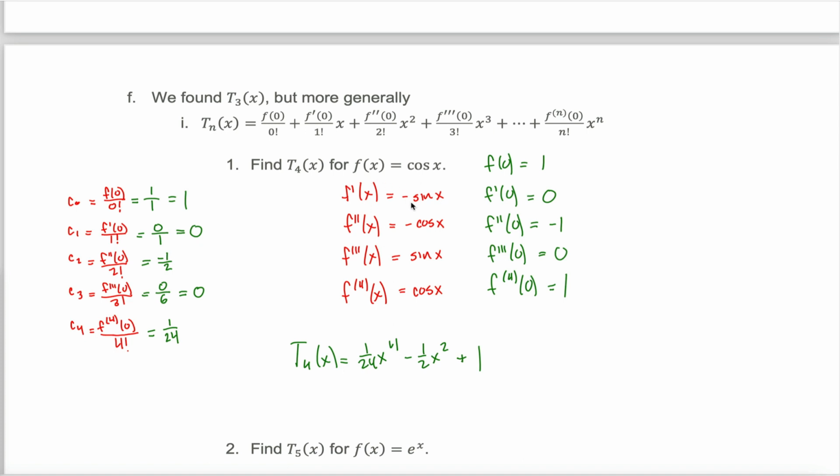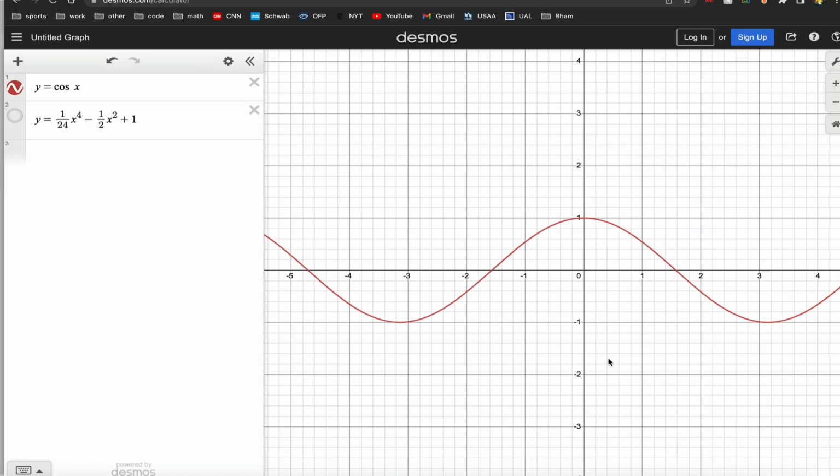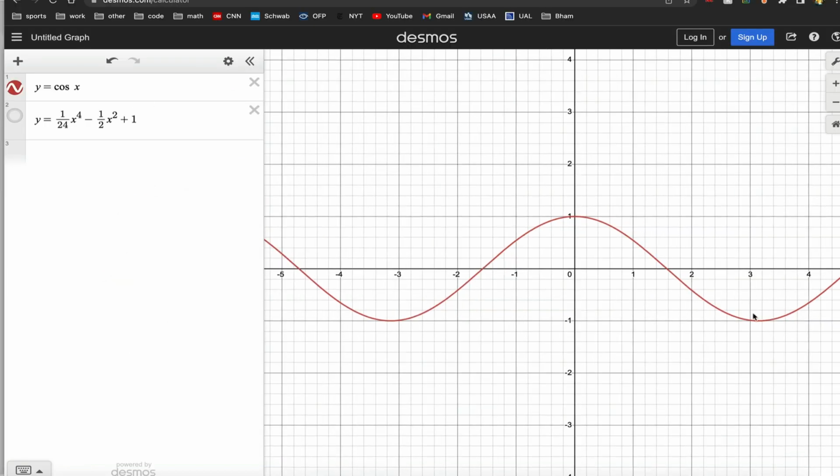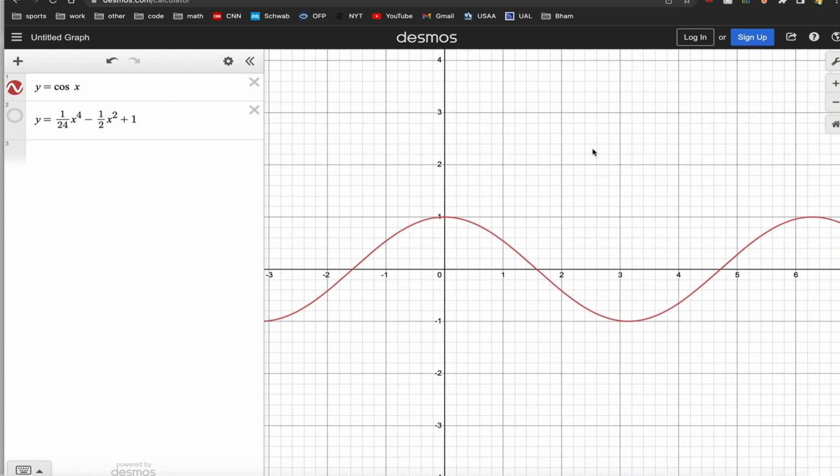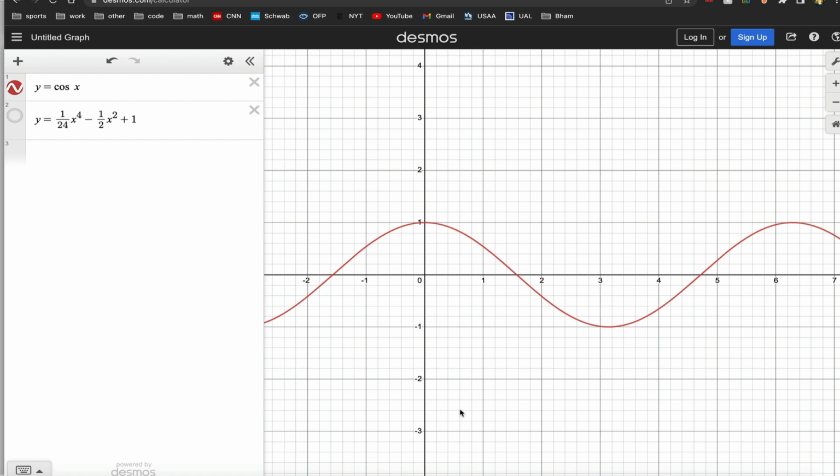And if we take a look at the graph of y equals cosine of x and y equals 1/24 x to the fourth minus 1/2 x squared plus 1, we'll see the expected result. Here's the graph of y equals cosine of x, this wave that oscillates between -1 and +1, and that does one full revolution in a distance of 2 pi. Pi is like 3.14, so 2 pi is a little bit more than 6. Here's one oscillation of the wave.